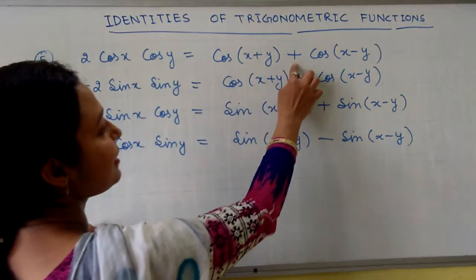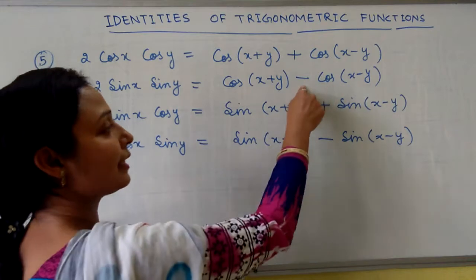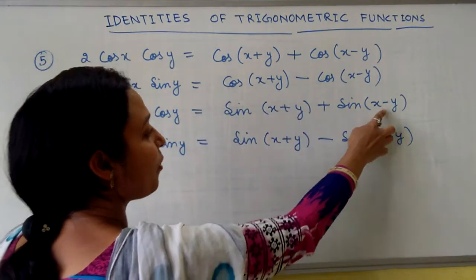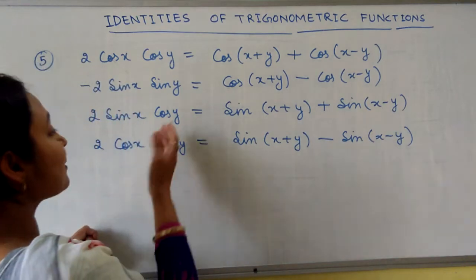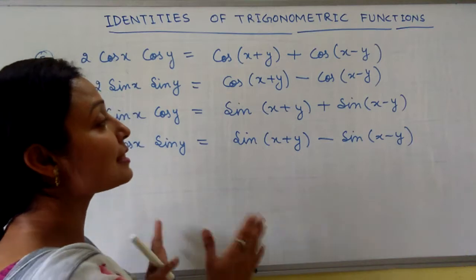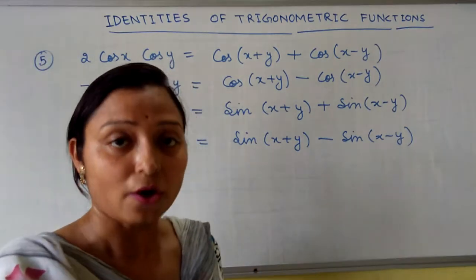When it is cos and cos, there is a positive sign between them. When there is sin and sin, again cos with the negative sign. When there is sin and cos, there is an addition with positive and negative terms. And when cos comes first, it will convert into the negative sign. Okay, so these are the identities for exercise 3.3 of NCERT.